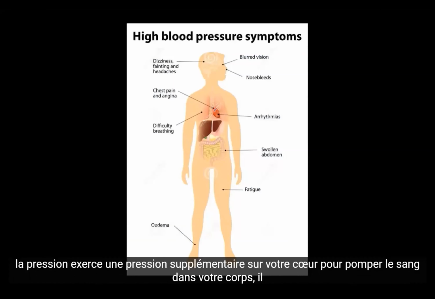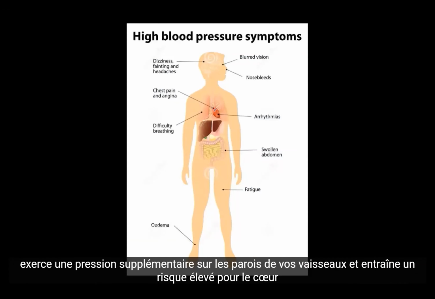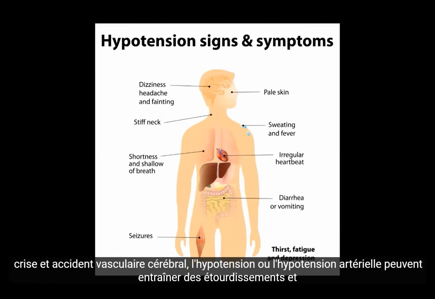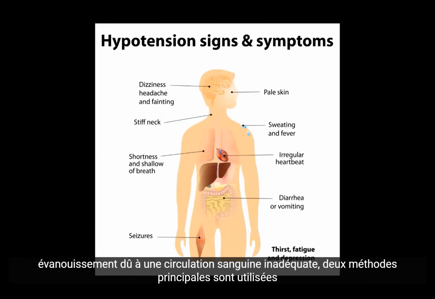Hypertension, or high blood pressure, puts added stress on your heart to pump blood through your body. It also puts extra pressure on your vessel walls and results in high risk for heart attack and stroke. Hypotension, or low blood pressure, can lead to dizziness and fainting due to inadequate circulation of blood.